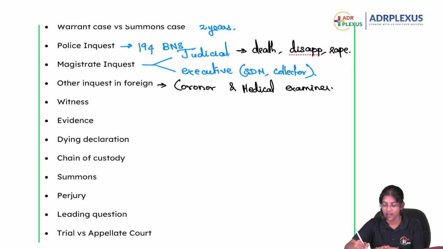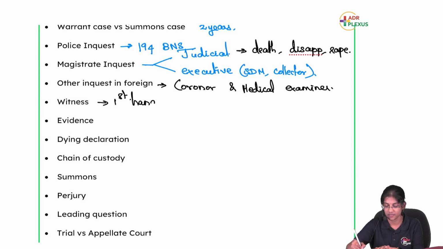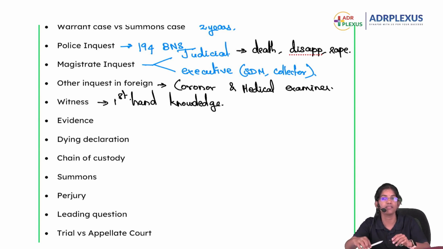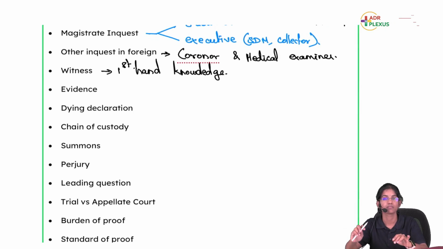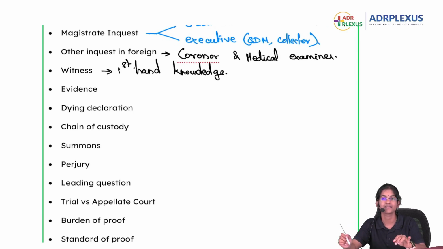Right? A witness is a person who has first-hand knowledge. Okay, who is a hostile witness? Who is a hostile witness?